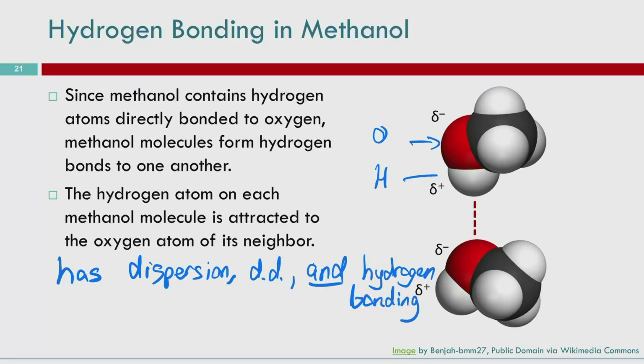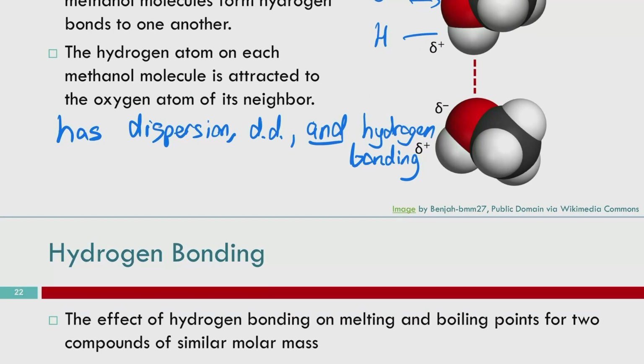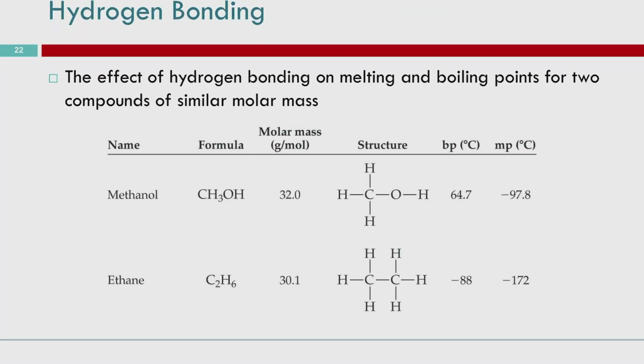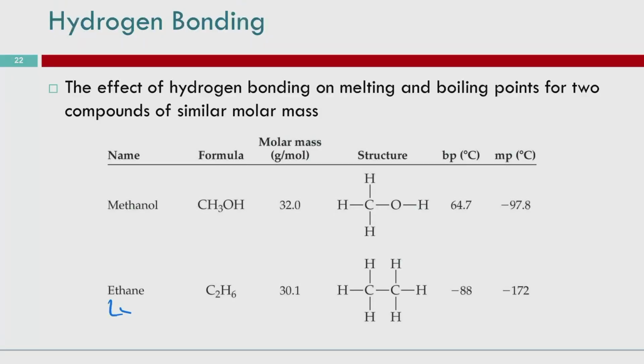And to show you the power of hydrogen bonding, we've got a comparison between 2 similar molecules. So we're looking at ethane. Ethane has dispersion forces. We saw that earlier. Methanol has hydrogen bonding. They have similar molar masses, so we know their dispersion forces are going to be approximately the same strength. The difference in their boiling points and melting points is what tells the real story here.